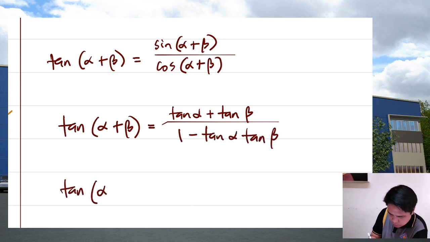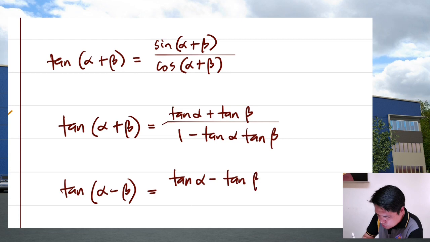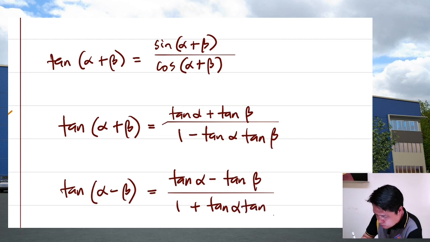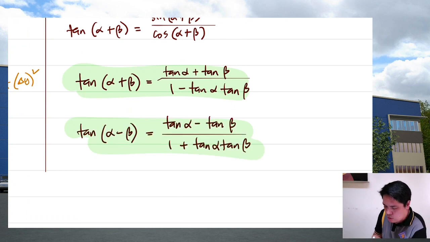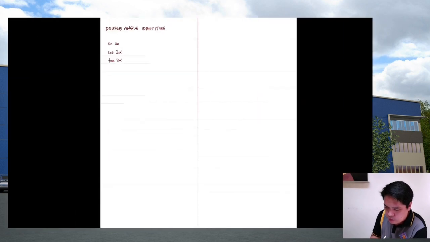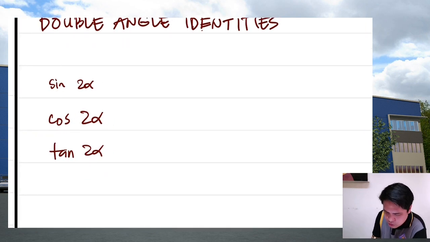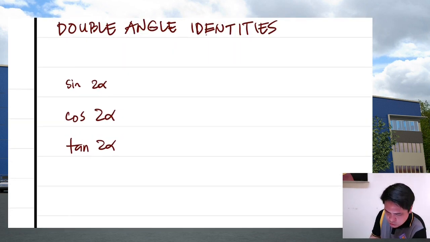And for tangent alpha minus beta, we just reverse the sign. So, tangent alpha minus tangent beta over 1 plus tangent alpha tangent beta. So, that's it. So, need to memorize this also. Okay? Now, let's proceed to double angle identity. So, for double angle identities, you need to derive sine 2 alpha, cosine 2 alpha, and tangent 2 alpha. So, how do we do that?